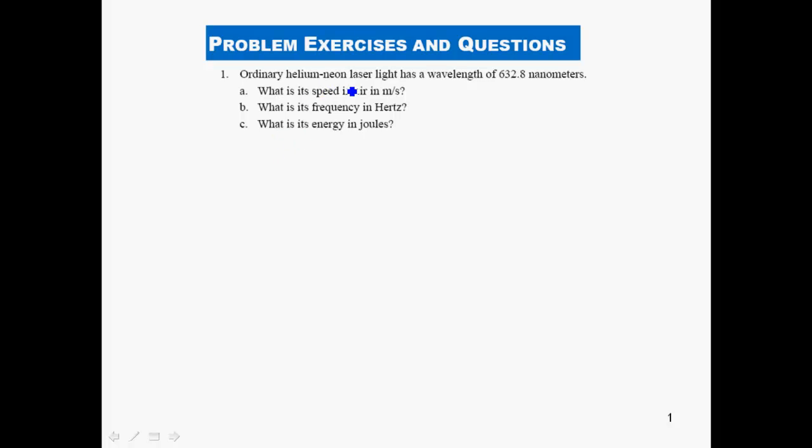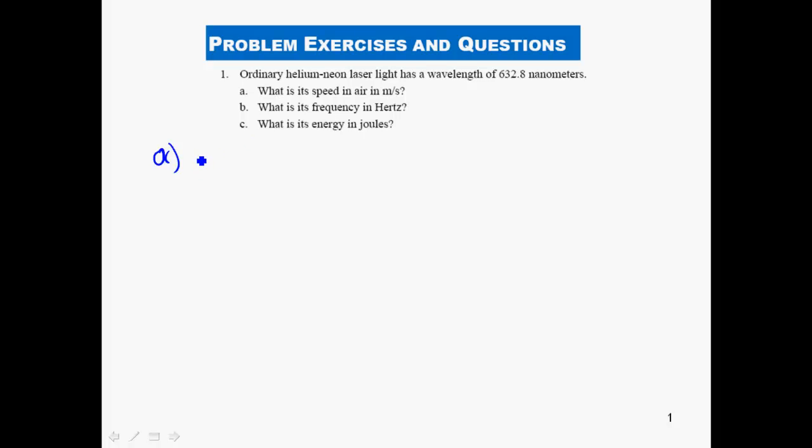Ordinary helium-neon laser light has a wavelength of 632.8 nanometers. What is the speed in air in meters per second? What is the frequency in hertz? And what is its energy in joules? Okay, so let's start with A. What is the speed in air in meters per second?